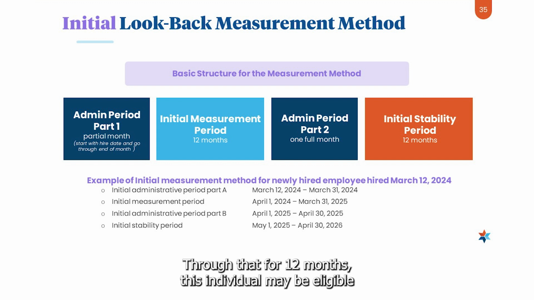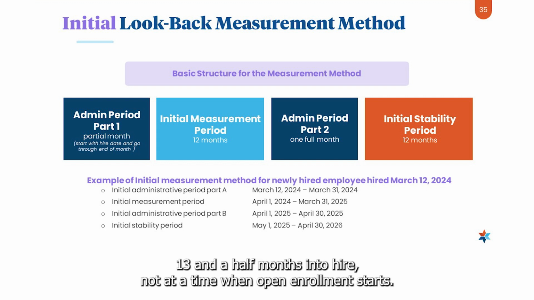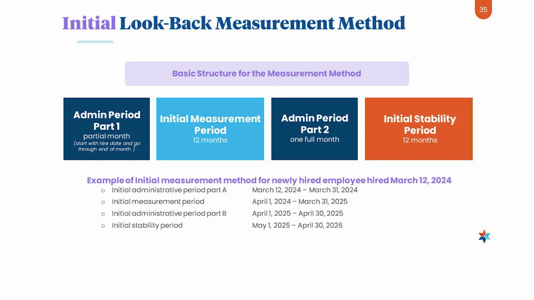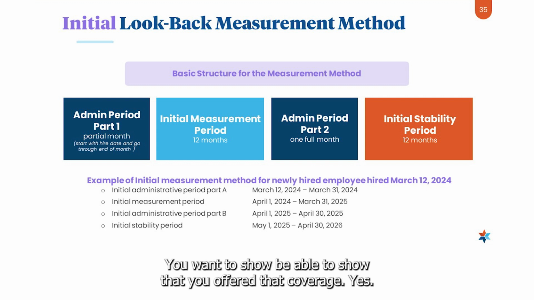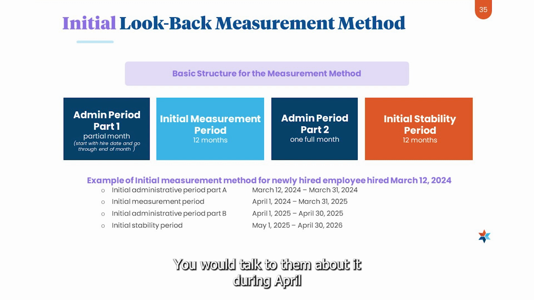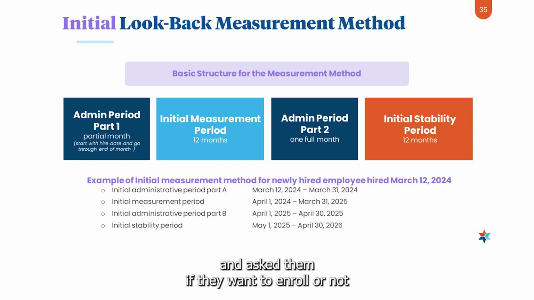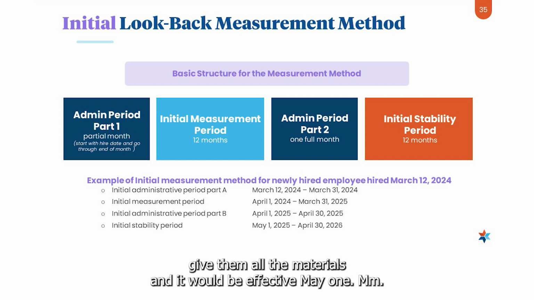This individual may be eligible 13 and a half months into hire, not at a time when open enrollment starts. They need to be offered coverage at that time. They may or may not opt in. That's not a problem for you. It doesn't matter whether they opt in or not. You want to be able to show that you offered that coverage. Yes, you would talk to them about it during April and ask them if they want to enroll or not, give them all the materials, and it would be effective May 1.